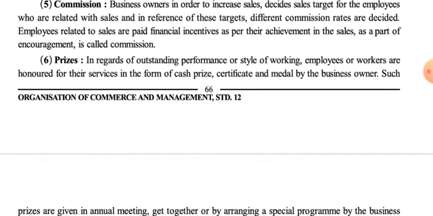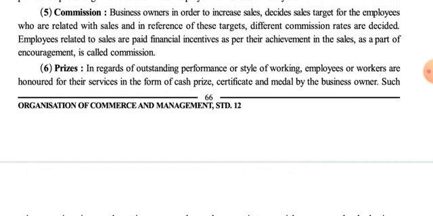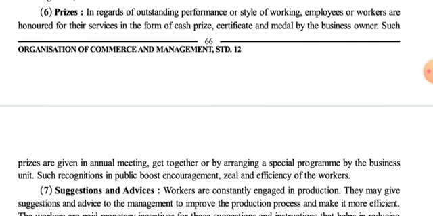And lastly, we discussed commission. Commission is associated with the sales staff. For each and every salesperson, a fixed target is decided by the higher level authority, and different commission rates are decided for achievement and non-achievement. If they achieve the targets within a stipulated time period, then they will get a high rate of commission, and if they are not able to achieve their target, then there will be some cut in their commission rate. So all these five points we have discussed in previous sessions, and today we are going to start with prizes.